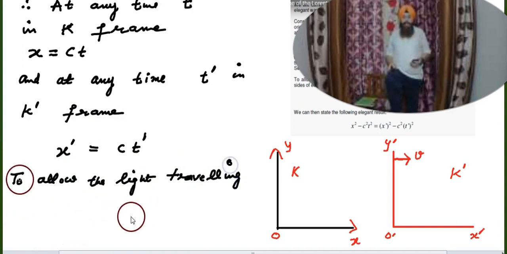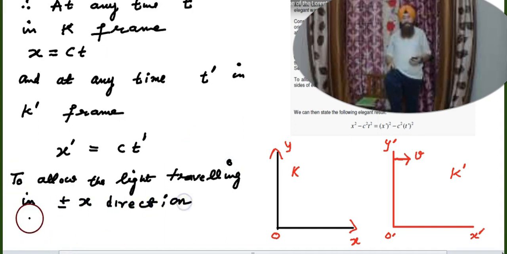Now, we're taking the example of light traveling along the positive x direction, but we may take it along the negative x direction, no problem. It is okay, because we are going to square these equations. So whether it's plus x or minus x, or plus x dash or minus x dash, hardly any difference, because squaring the equation makes it the same. So light is traveling in plus or minus x direction.